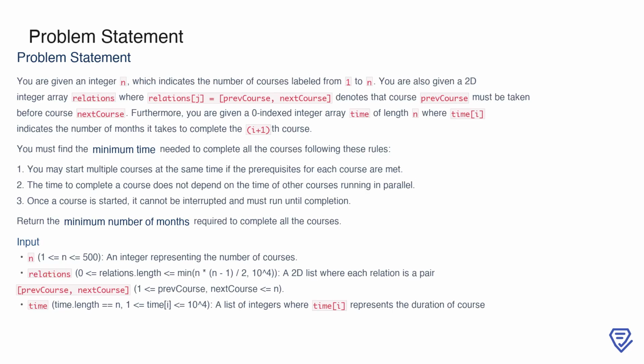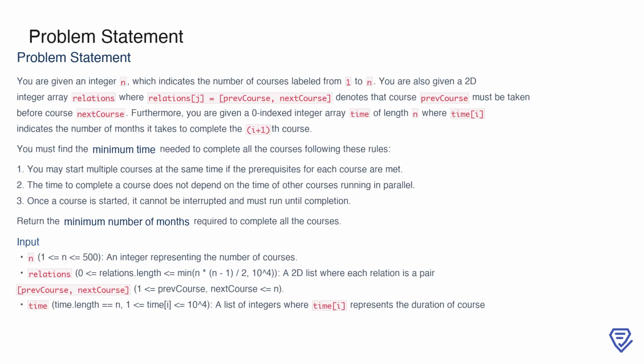In this problem, you are tasked with determining the minimum time required to complete a series of courses. The courses are numbered from 1 to n, and you're given a list of prerequisite relationships between them. Each relationship specifies that one course must be completed before another can begin. Additionally, each course has a specific duration, given in the time array, which indicates how many months it takes to finish that course. The goal is to calculate the shortest possible time to finish all the courses while respecting these prerequisites. You are allowed to work on multiple courses simultaneously, provided their prerequisites have been completed.